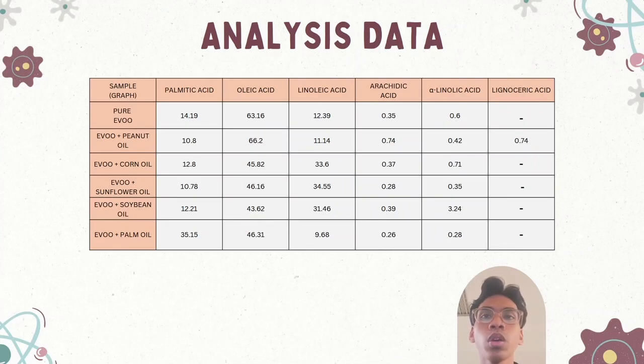For extra virgin olive oil plus palm oil, palmitic acid 35.15, oleic acid 46.31, linoleic acid 9.68, arachidic acid 0.26, alpha-linolenic acid is 0.28, while lignoceric acid is 0.